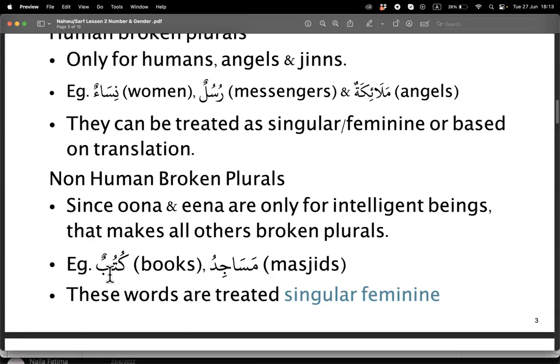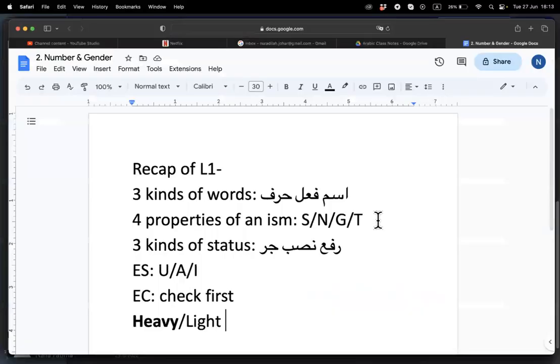Okay, so the word kitab, singular word, kitab.